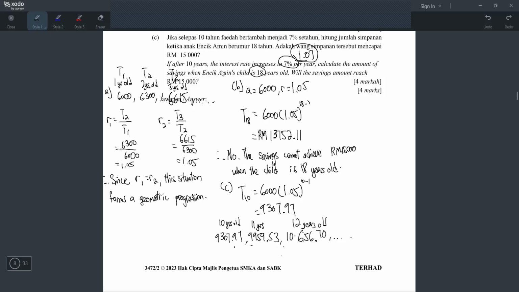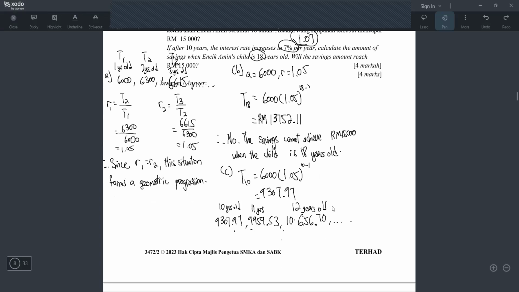So now what I have to calculate is the amount when he's 18 years old. So can you imagine, if I want to calculate when he's 18 years old, which T am I finding? What T am I finding? Okay, let's write down the A and R first. My A will be 9307.97, and then my R will be 1.07, right? Okay, so I want to calculate when he's 18 years old. So which T am I finding?